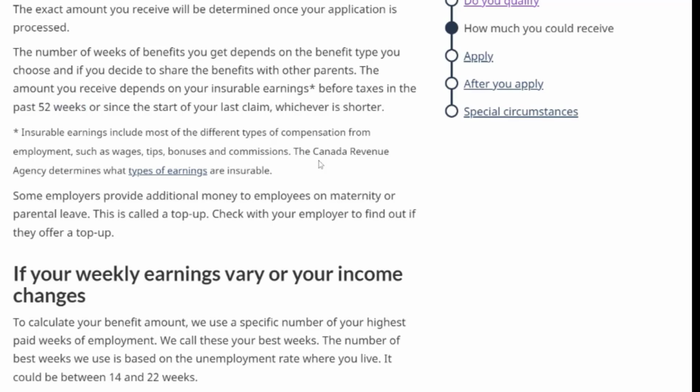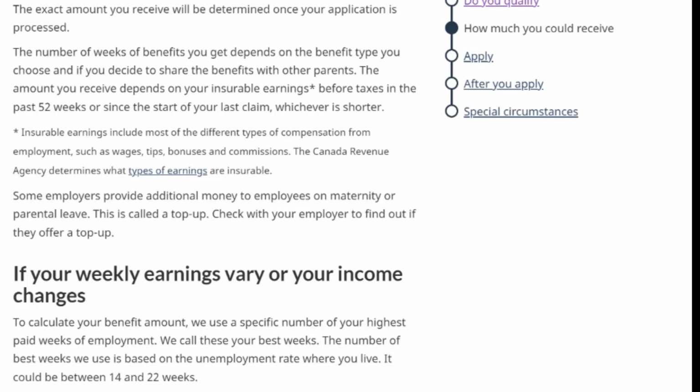Insurable earnings include most of the different types of compensation from employment, such as wages, tips, bonuses and commissions. The Canada Revenue Agency determines what types of earnings are insurable. Some employers provide additional money to employees on maternity or parental leave. This is called a top-up. Check with your employer to find out if they offer a top-up.